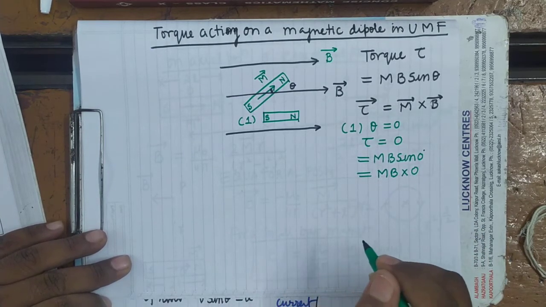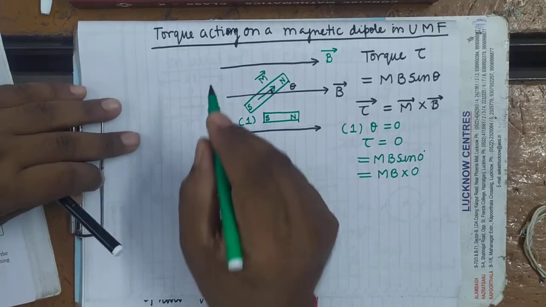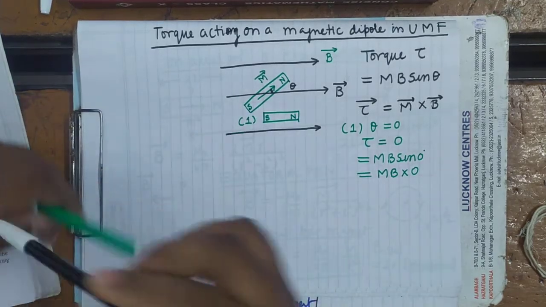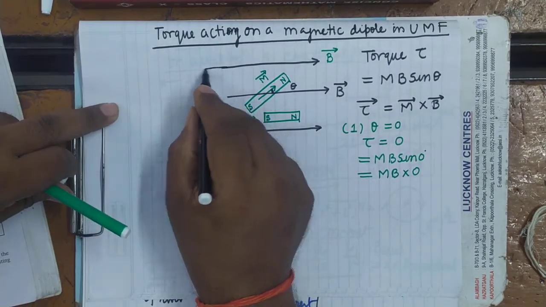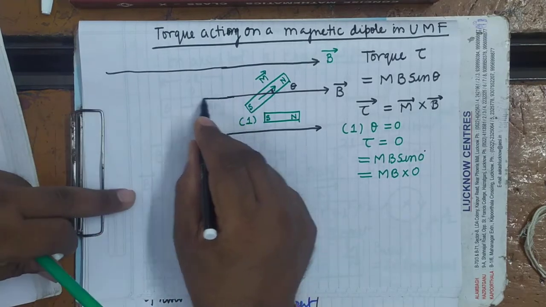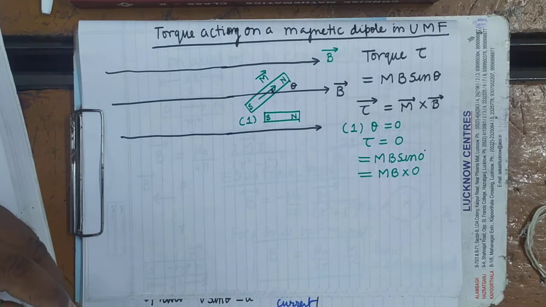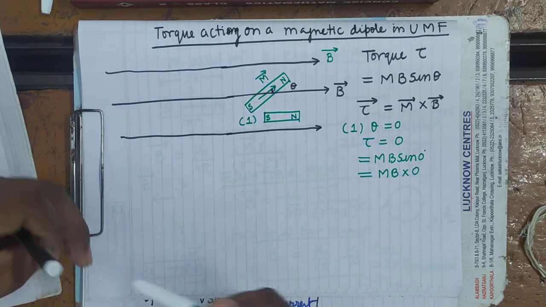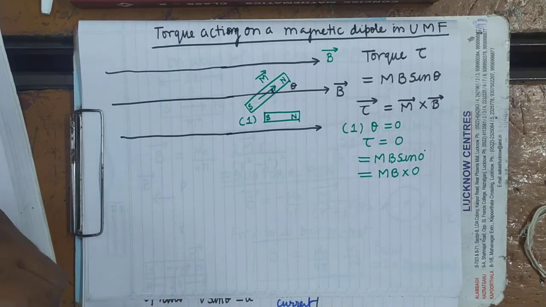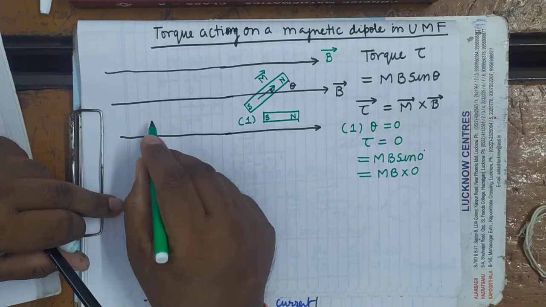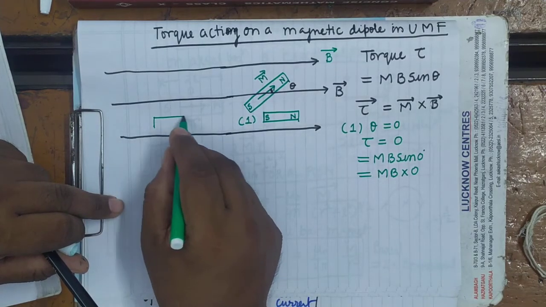It's clear. Now see here, if you see this position, let me extend this uniform magnetic field on this side also. Uniform magnetic field is represented by straight parallel lines which are equidistant. It is also represented by crosses and dots, but they should be equispaced. It is clear.